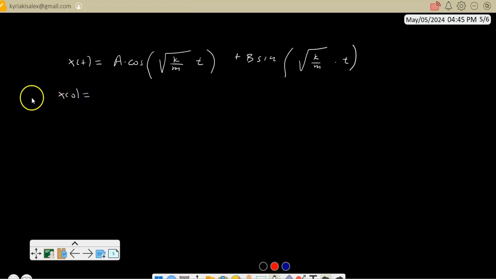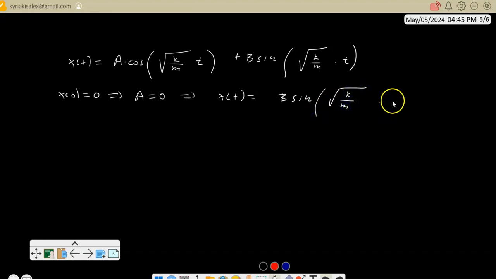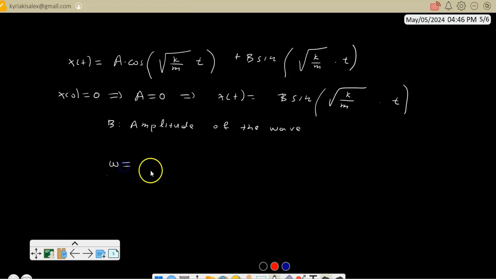For t equal to 0, the initial condition is 0. So from here, a is equal to 0, which means that x of t equals b times sine square root of k divided by m times t, where b is the amplitude of the wave and the angular frequency is omega equals square root of k divided by m.